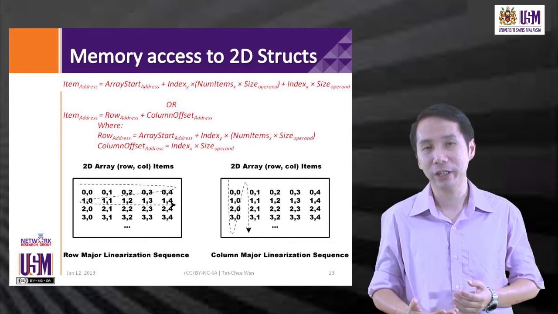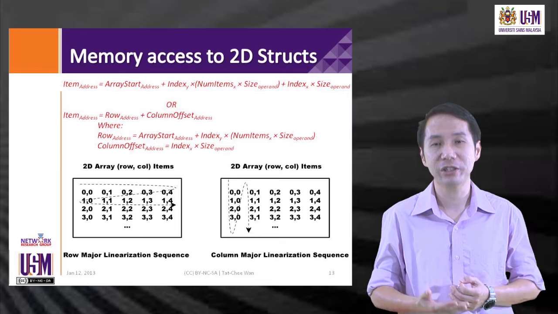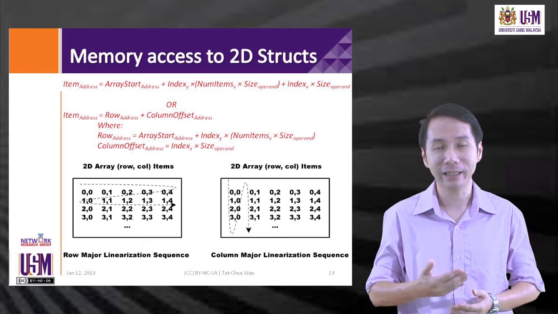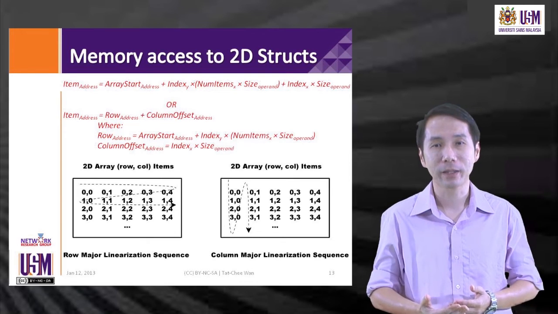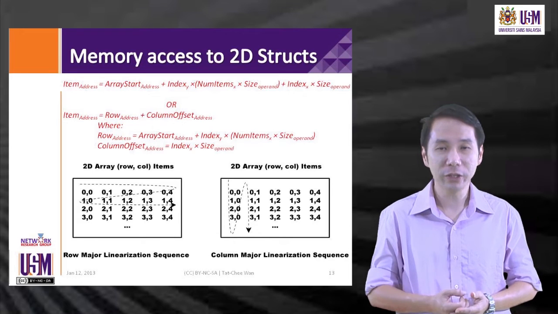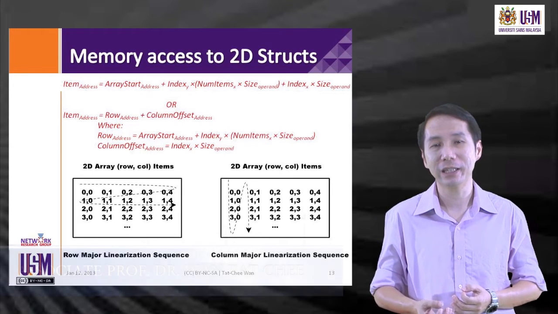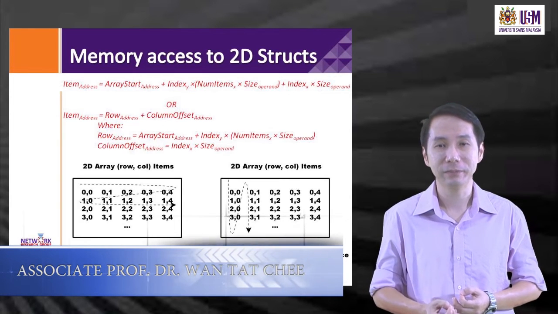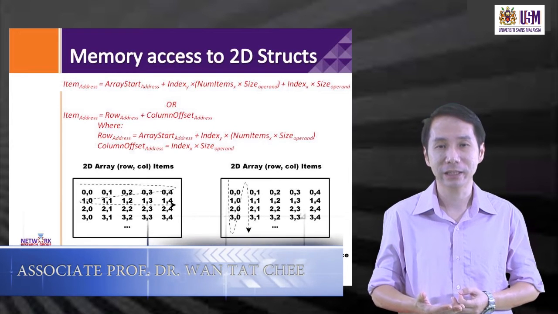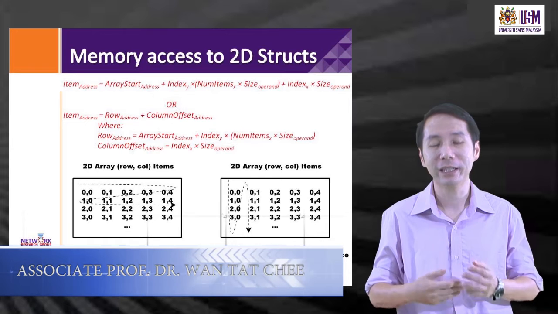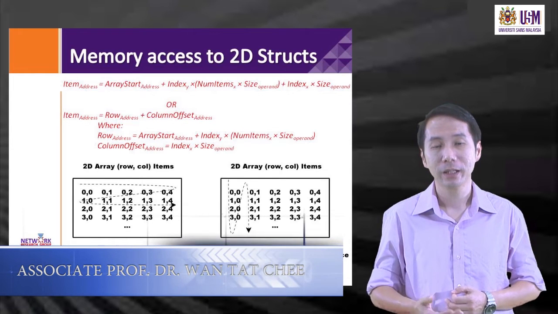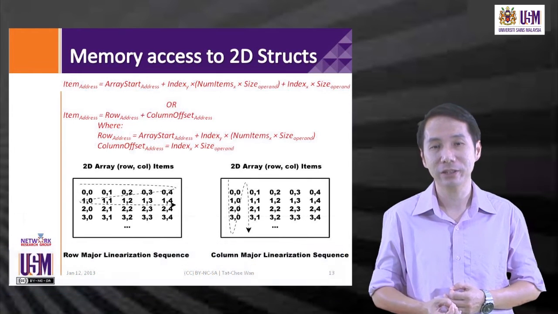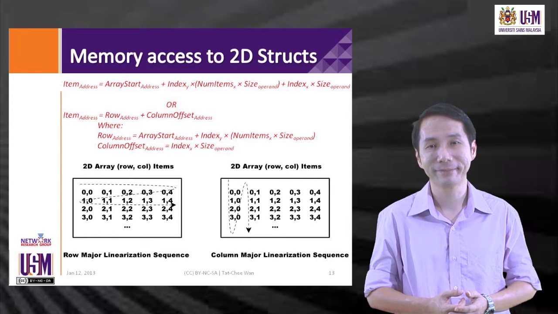Now, in contrast, Fortran uses a column major linearization sequence, which means that each item in a column is put into memory in sequence, and at the end of the column we'll start with the next column, and so on. So once we know the linearization sequence, we can convert it into a formula for the specific address for a given item by using the formula given on this slide. First of all, we need to know the number of items per row or per column, and we will need to calculate the row address as well as the column address in order to get the given item address.